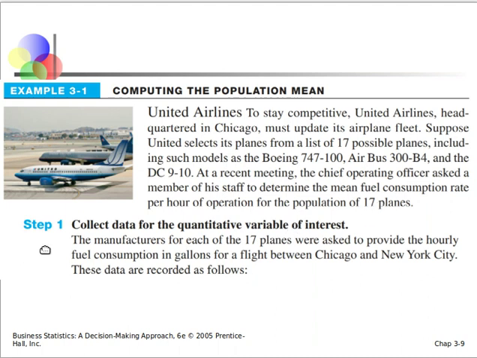So step 1, collect data for the quantitative variable of interest. The variable of interest here is the fuel consumption. The manufacturers for each of the 17 planes were asked to provide the hourly fuel consumption in gallons for a flight between Chicago and New York City. These data are recorded as follows. The data from the 17 plane manufacturers are as follows.